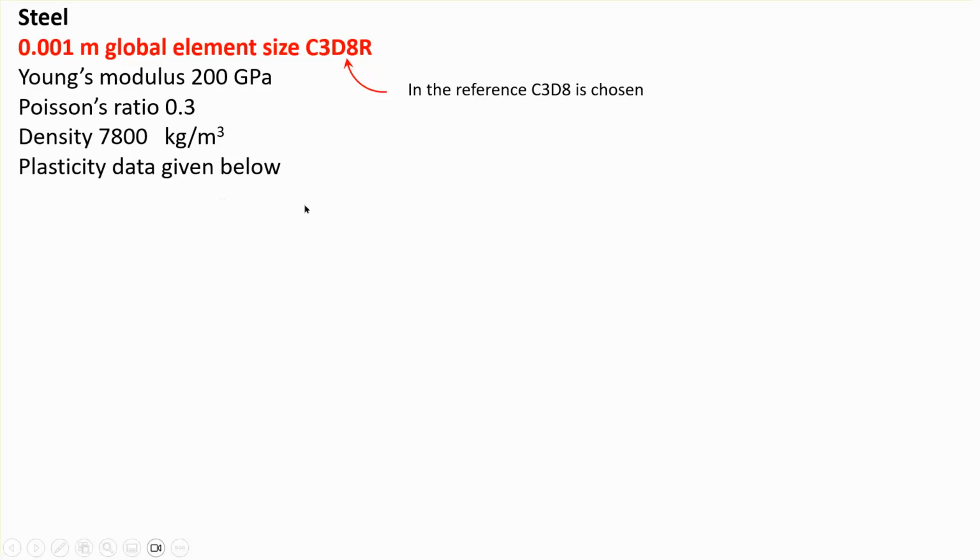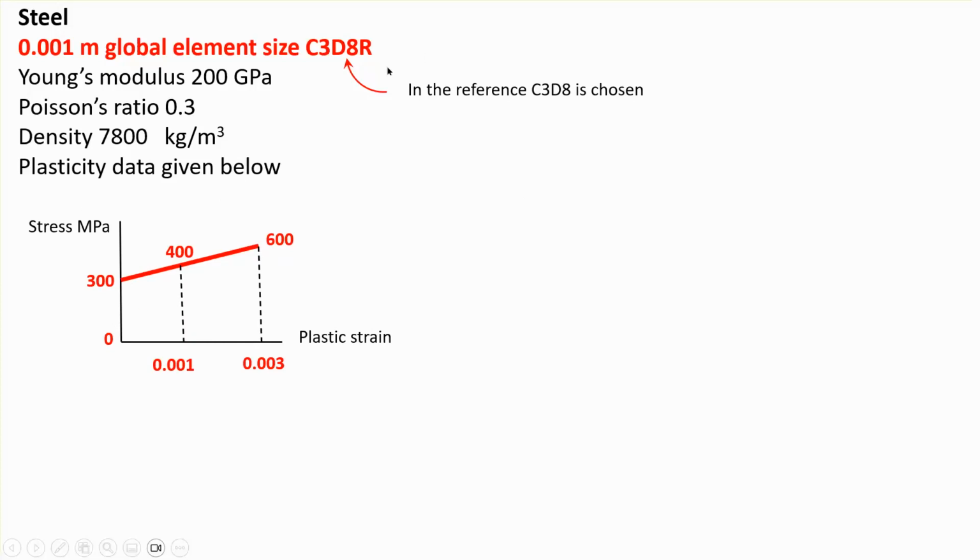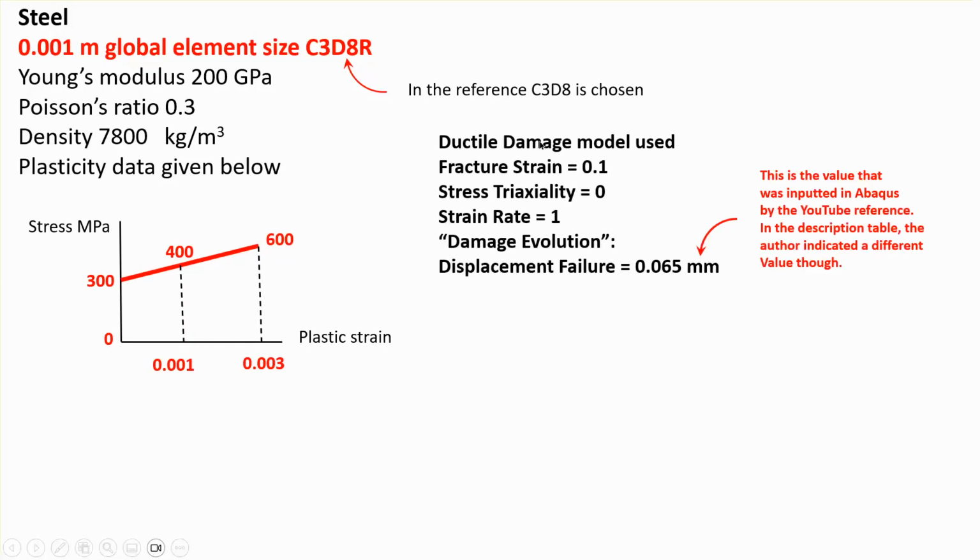Now, the other thing is that the plasticity data is over here. This is the same thing that I took from the reference. And there is the damage data that's given on the right side. And once again, this displacement at failure in that reference is initially indicated to be 0.5 millimeter, but when it comes to the Abaqus input, he puts down 0.065 millimeters, so that's exactly what I'm going to be doing. Now these are all fictitious numbers, so they can't necessarily be used for your own problem, whatever it happens to be.